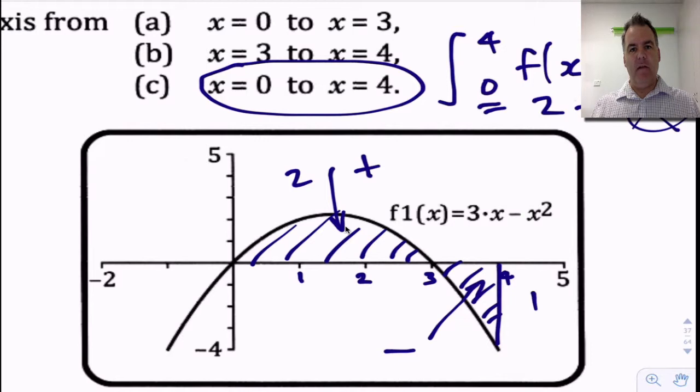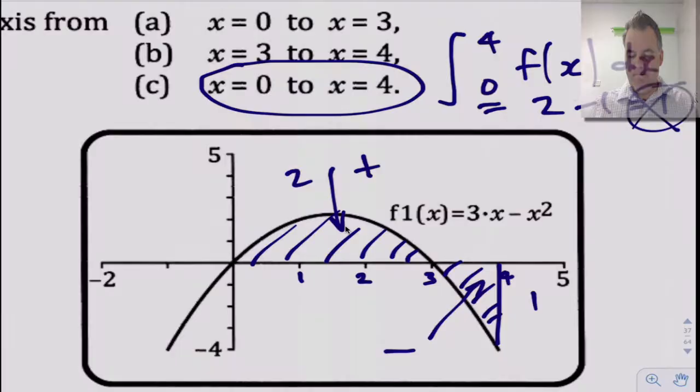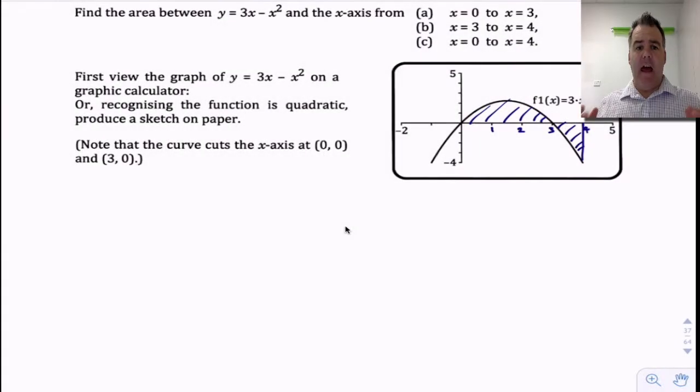So using our graphics calculator, drawing the graph, having a look, and understanding that the areas below the curve are negative are really key if you want to get the answers right for these ones. Okay, so here's the answer to A.